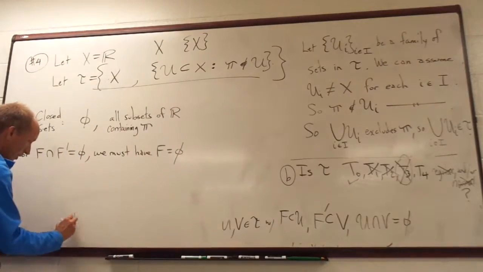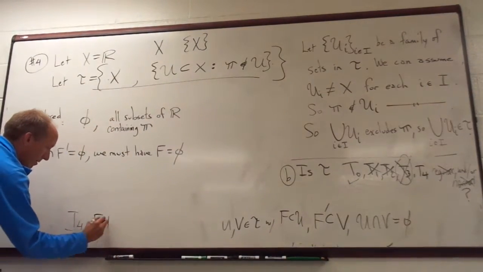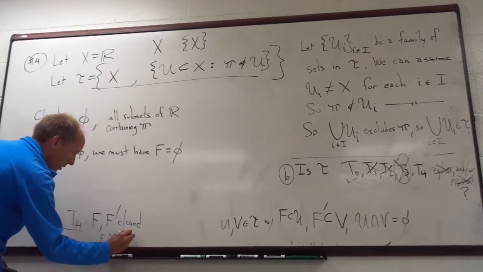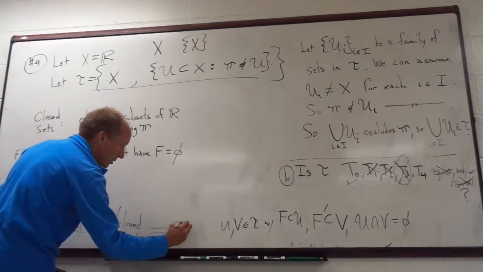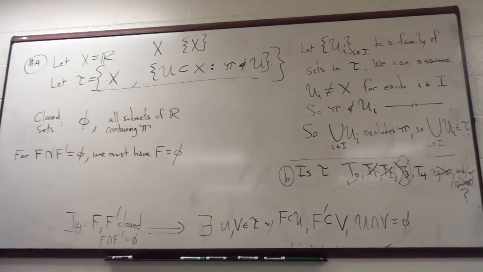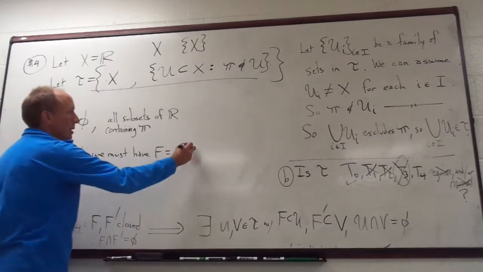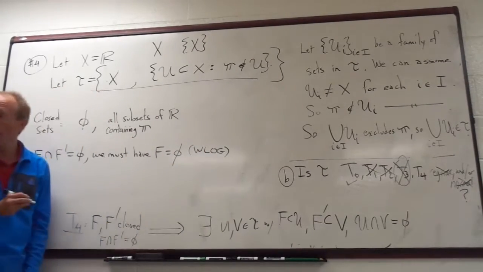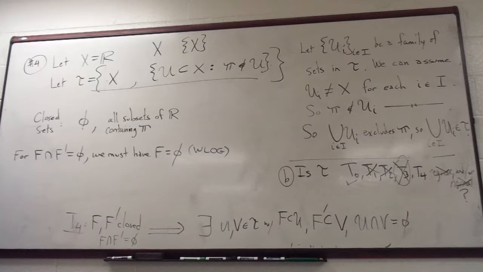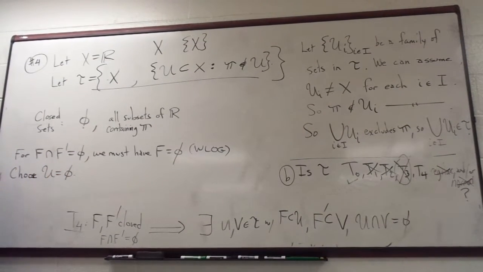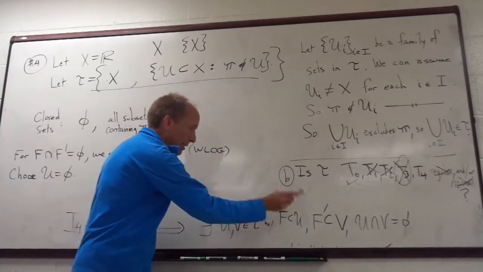So T4: if F and F prime are closed and disjoint, then there exist open sets U and V such that all of that is true. Well, in order to create this, we must have one of the sets empty. Let's just say, without loss of generality, F is empty. Okay, so then I can choose the set U to be the empty set, and certainly F will be contained in that.